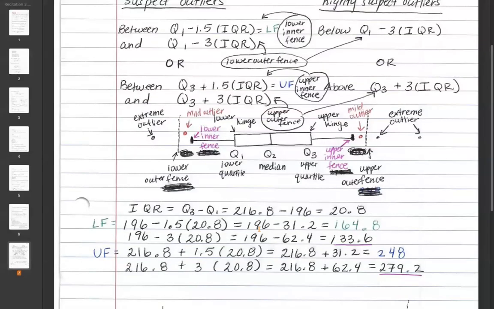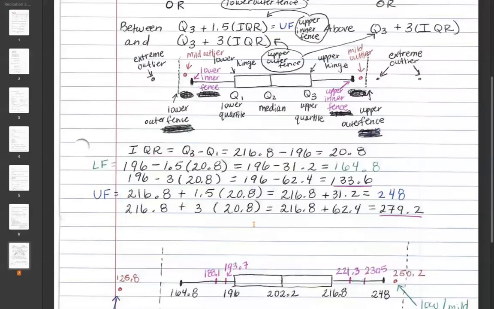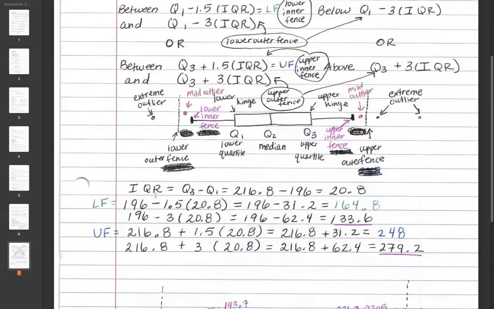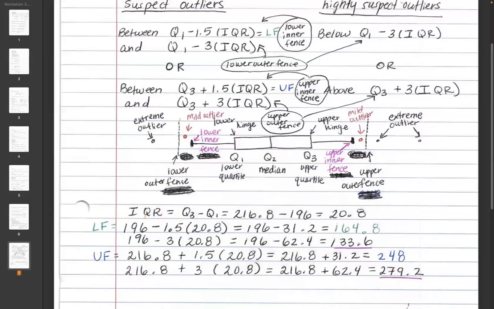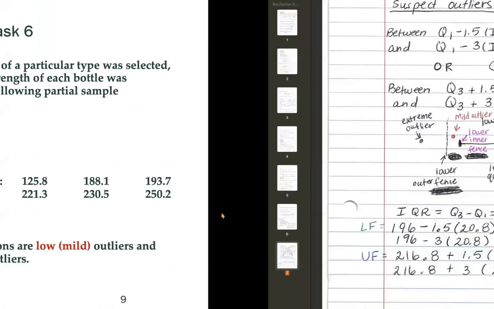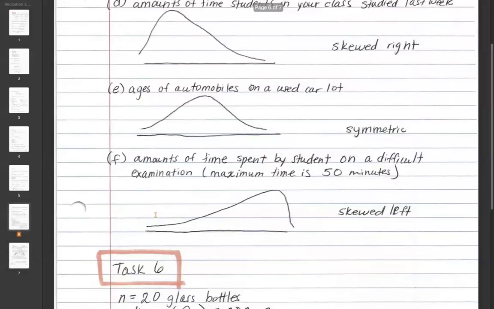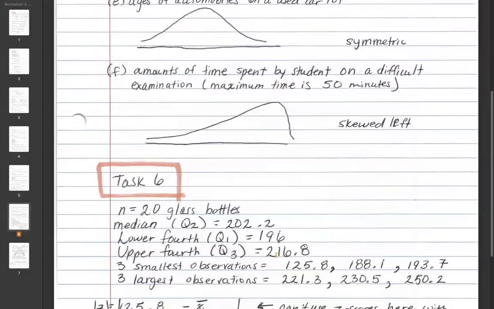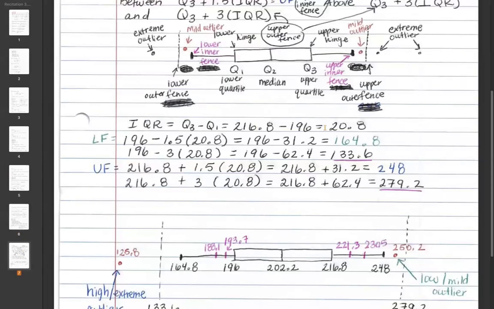So here, I first needed to calculate what the interquartile range is. The interquartile range is going to be Q3 minus Q1. Q3 is 216.8 and Q1 is 196. So when you do that subtraction, you get 20.8.